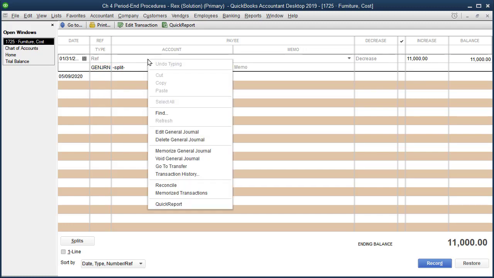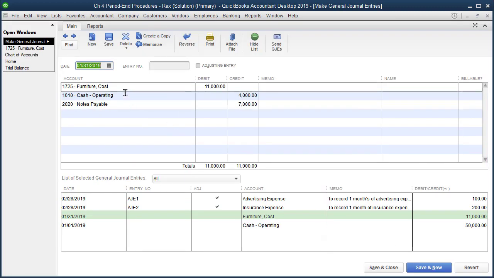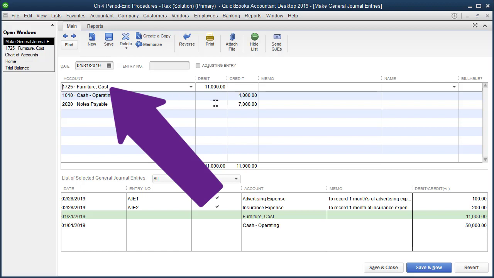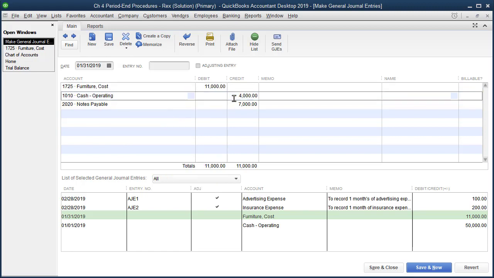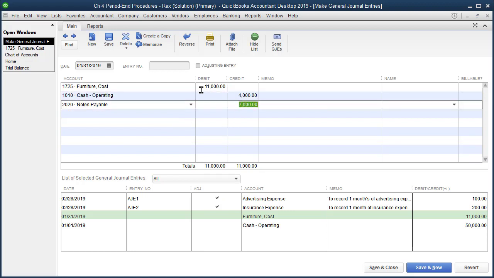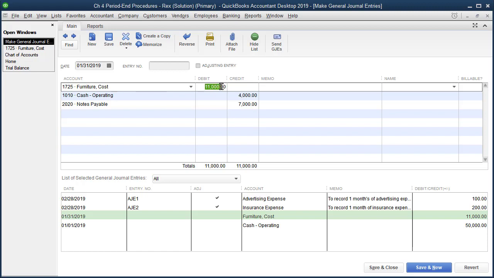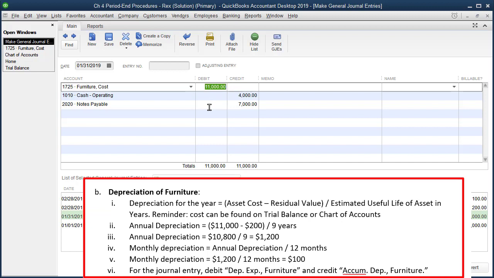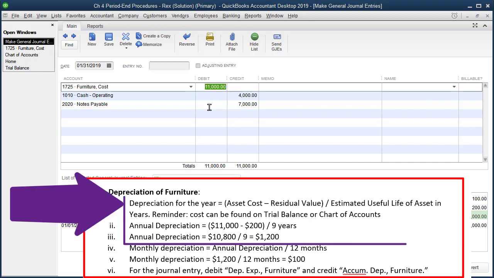So I'm going to right click this just to open it up, edit the journal entry, and here we are. We bought the furniture for $11,000. It looks like we paid $4,000 cash, and the rest of it was on a note. But that doesn't matter for this adjusting entry. We just need to know that the furniture costs us $11,000.